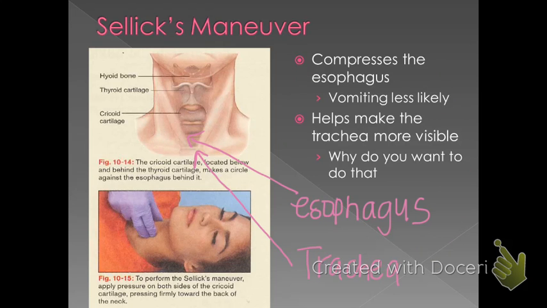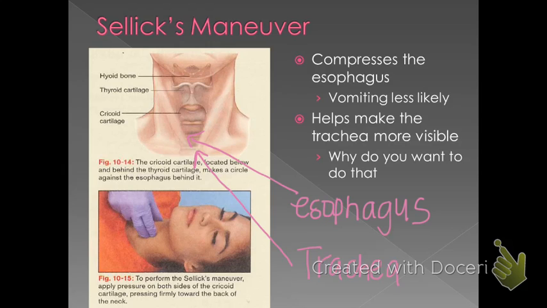So one technique that you may be asked to perform in an emergency situation is Sellick's maneuver. Sellick's maneuver has two purposes, really. The first one is that it's going to compress the esophagus so that it is less likely that vomiting is going to occur. Then it also helps make the trachea more visible to the advanced provider, so the EMT or the paramedic who's attempting to put in some type of intubation, right? So some type of tubing into the throat to actually open up the airway a little bit more.